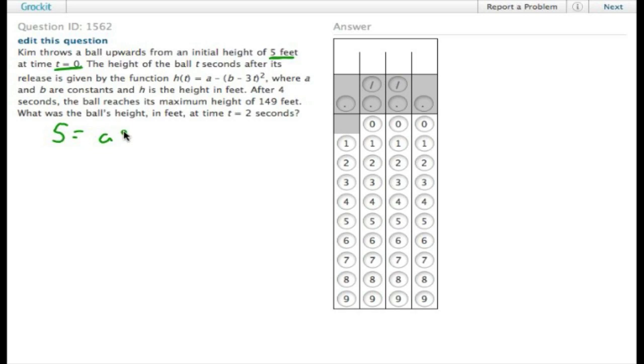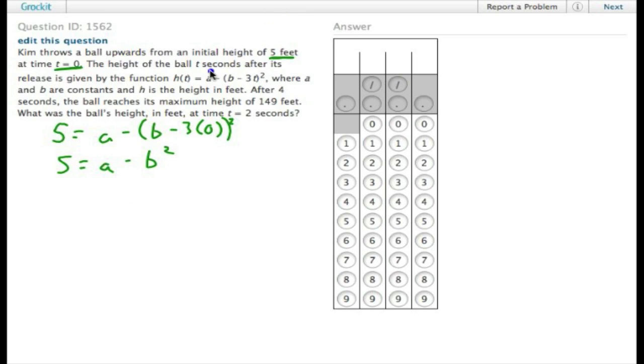at a minus (b minus 3t) squared, where t is 0 in this case. That's 5 is equal to a minus b squared. Since 3 times 0 is 0, it's b minus nothing, it's just b squared. So 5 is equal to a minus b squared. So that's as far as we can get right at this moment.